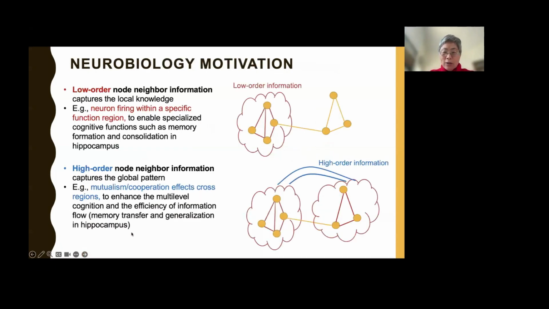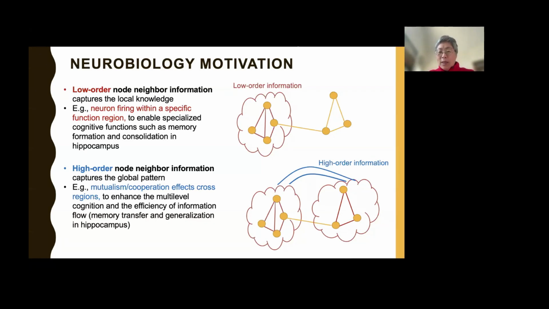So it's kind of general. This is very useful, especially in our application, because for our neural activity we have low order and also high order, and they have direct implications. For example, if a neuron fires within a specific functional region, it might just form a simple memory, things I need to remember. This is consolidated in the hippocampus area.